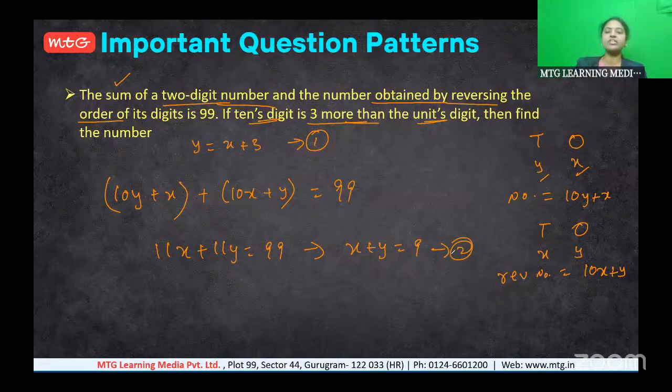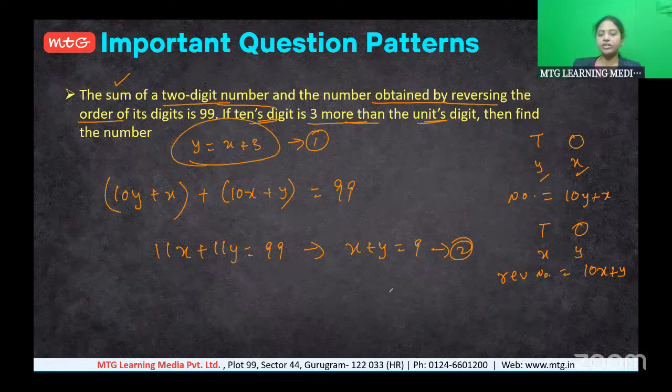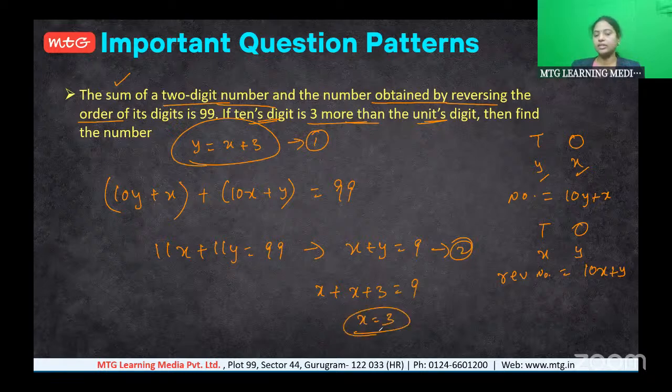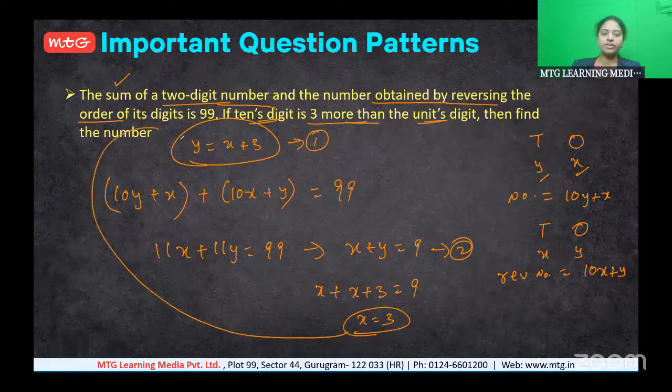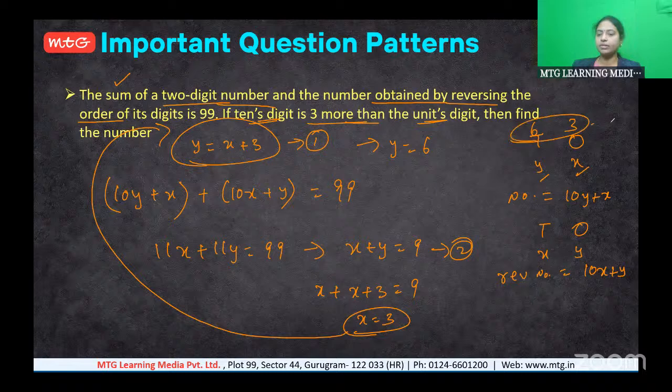Now, these both equations, if you solve, you will get the x and y values. So how can I solve it? The first equation, I will replace it in the second. I will get x plus 3 is equals to 9, x is equals to 3. Now this x value 3, if I replace it in my first equation, I will get y value as 6. So I have the tens digit, which is 6, and the ones digit, which is 3, making up the number to be 63.